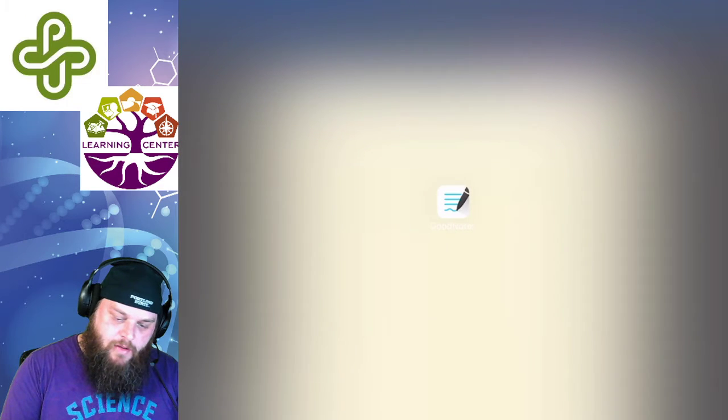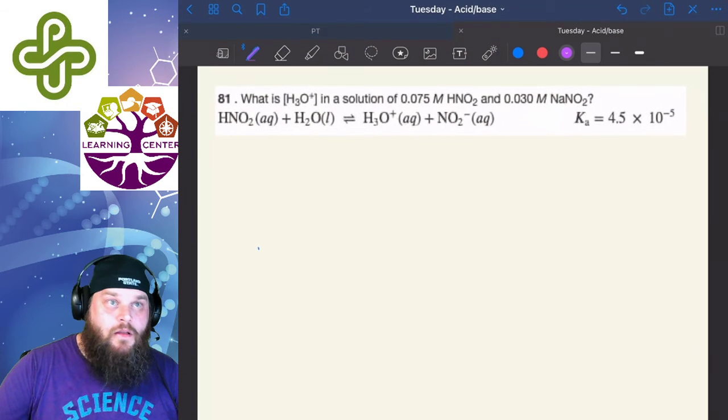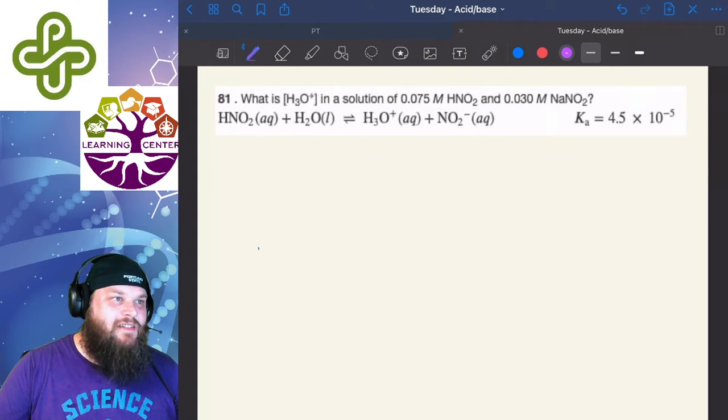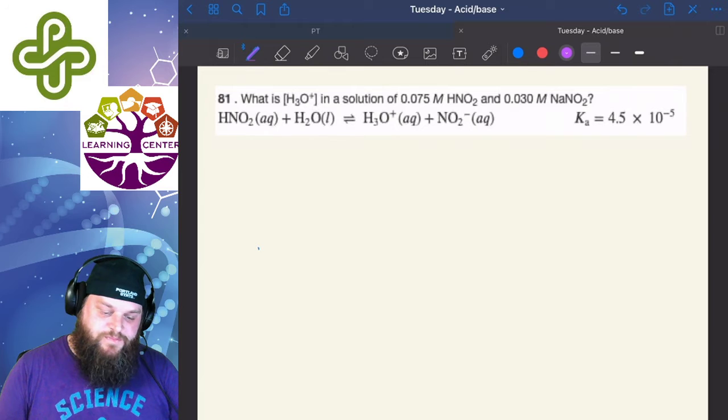The next problem, number 81. And I've got a few more to do. I'm going to keep working on these just because I want to make sure we cover all this material. There's a lot to cover today, like I said.